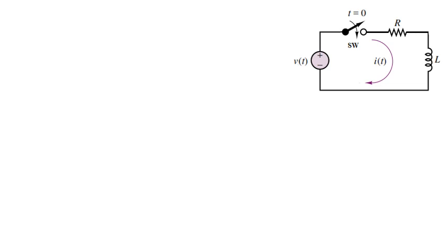Consider an RL series circuit connected across a DC input with the help of a switch. When the switch is open, there is no current flowing in the circuit, and the initial current flowing in the inductor is assumed to be 0.